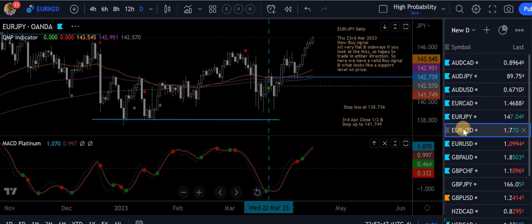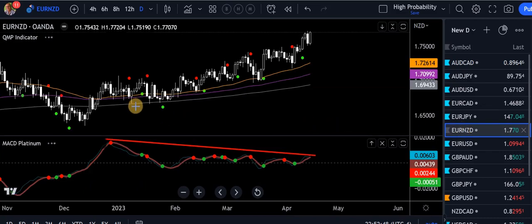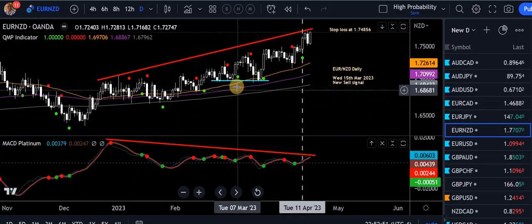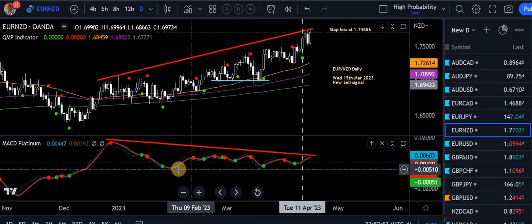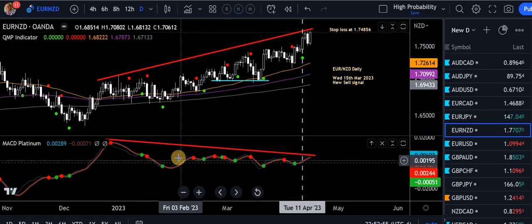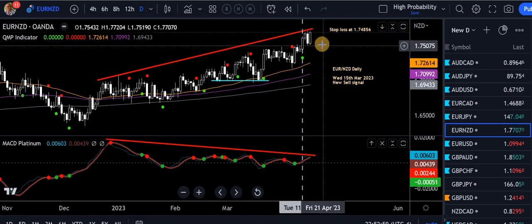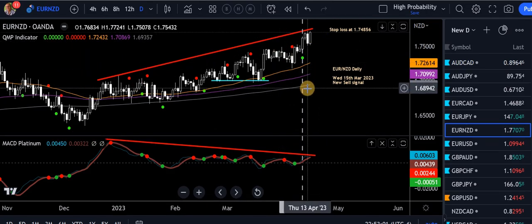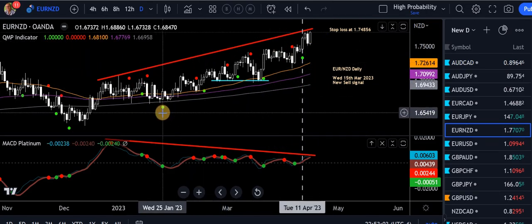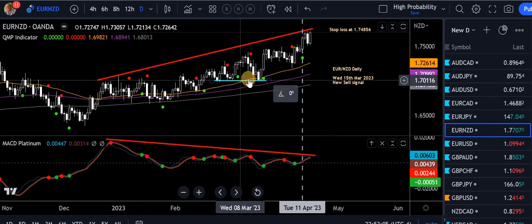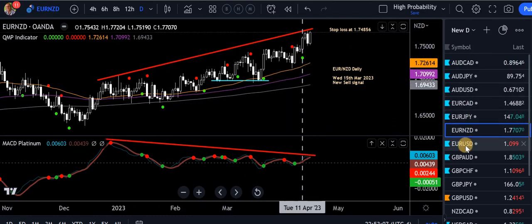Just look at the Euro New Zealand. There's no trade on, but this has just been grinding up slowly. No real opportunity to get any decent sort of trades. The MACD Platinum's been hugging the 0 level, and you've got this big regular bearish divergence forming. It's just relentless. I probably missed a chance to get in, say, somewhere down here and stay in, but so be it.